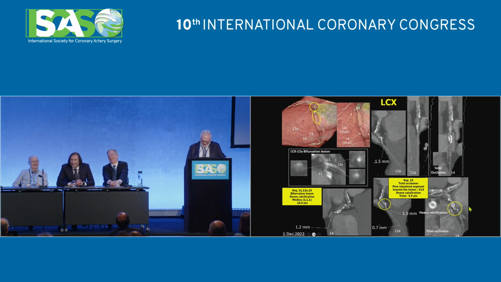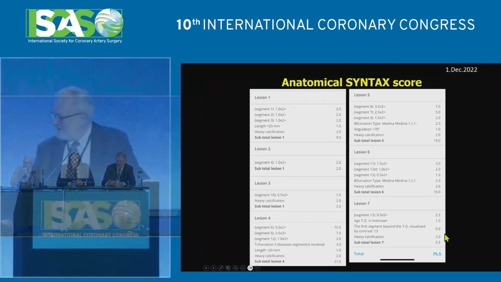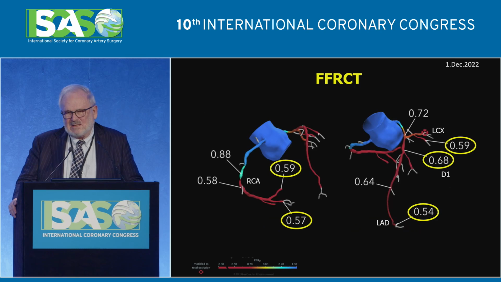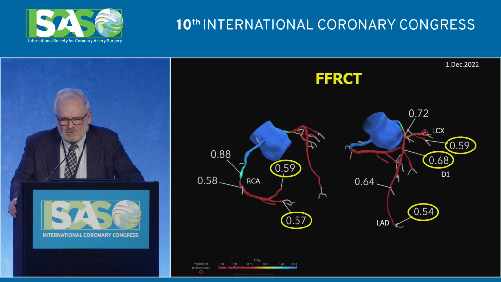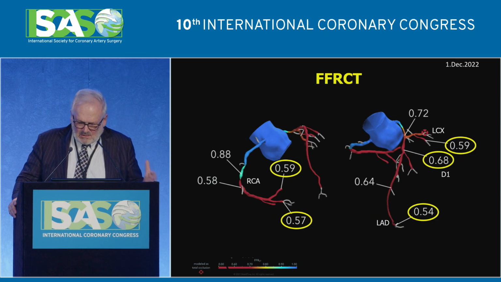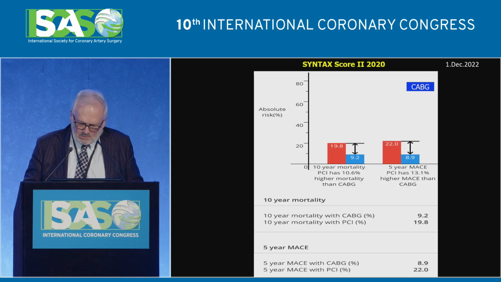Okay, so I go to the next slide, I think. The syntax score is 75.5, okay? Oh, sorry, I go back. And this is the FFRCT. As you could see, everything is red. The RCA, the LAD, the diagonal, the circumflex. So there is no difference between the functional syntax score and the anatomic syntax score.